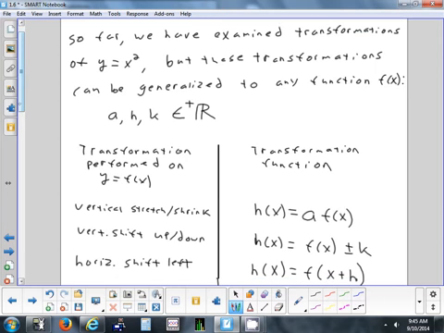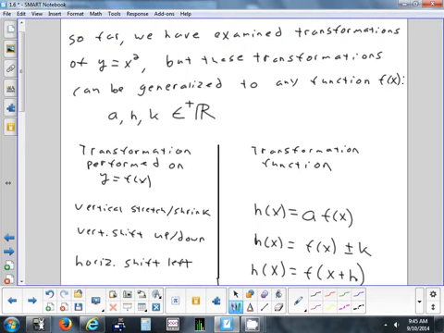Okay, so this is in your book. You don't have to copy it down if you think you understand the idea, but it's starting to extend transformations to all the functions in general. We did them with parabolas. This is kind of a summary for, generically, other types of functions.